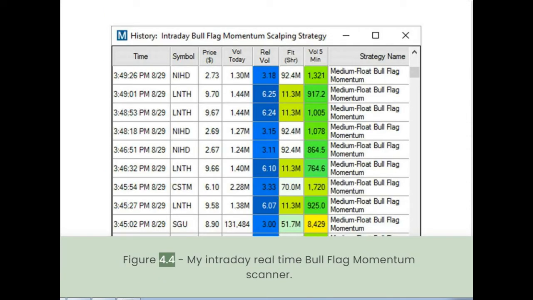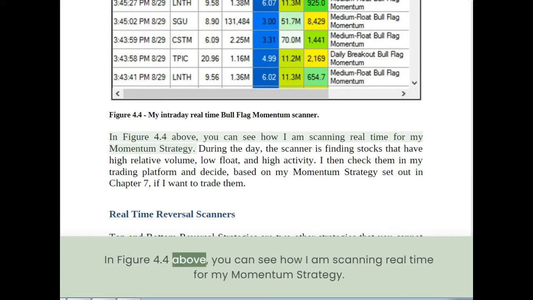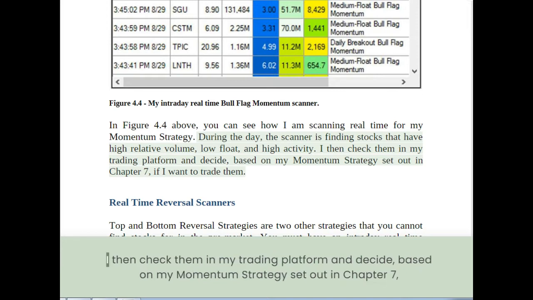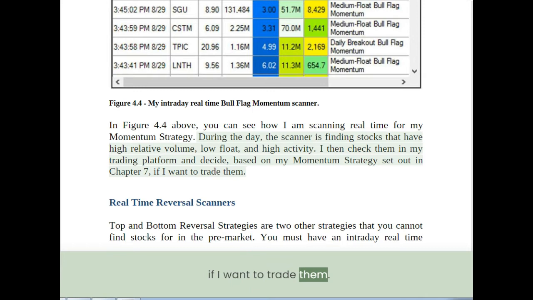Figure 4.4, my intraday real-time bull flag momentum scanner. In Figure 4.4 above, you can see how I'm scanning real-time for my momentum strategy. During the day, the scanner is finding stocks that have high relative volume, low float, and high activity. I then check them in my trading platform and decide, based on my momentum strategy set out in Chapter 7, if I want to trade them.